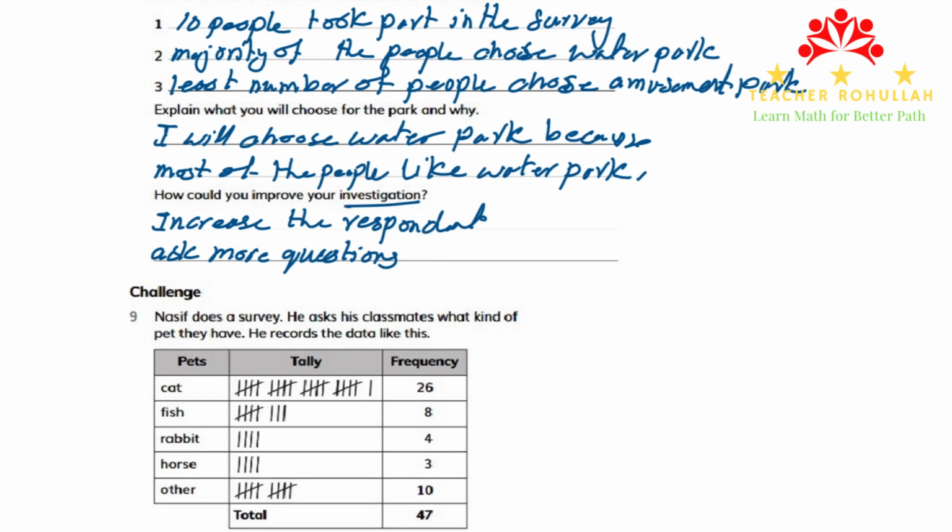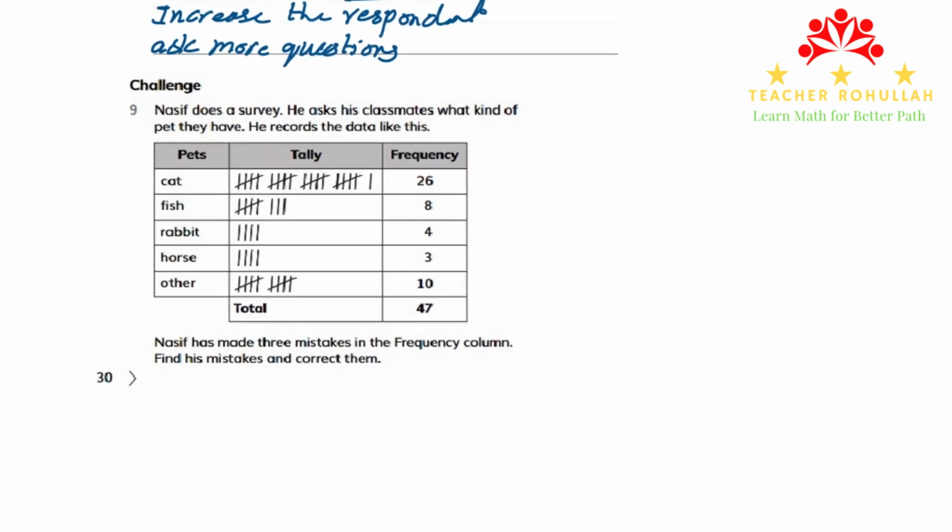Let's now move to question number 9. So let me scroll it down. In question number 9, it says, Nassif does a survey. He asks his classmates what kind of pets they have. He records the data like this. So he has used tally chart and frequency table to record his data, and the pets that he has chosen are cat, fish, rabbit, horse, and others. Others can be other types of pets.